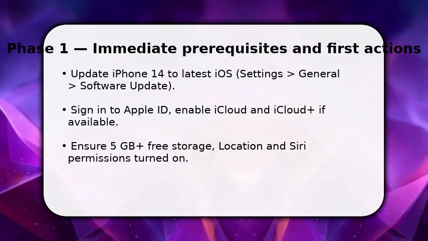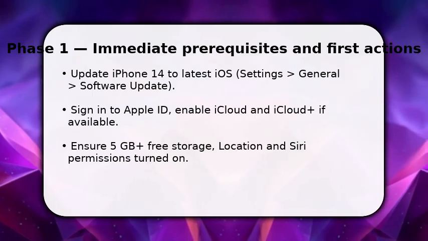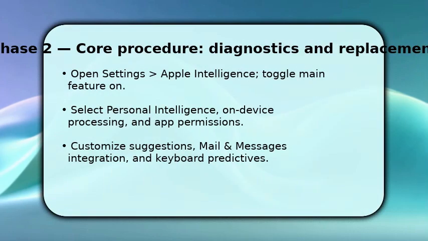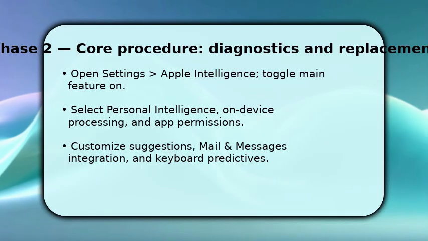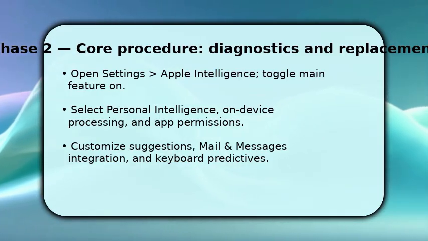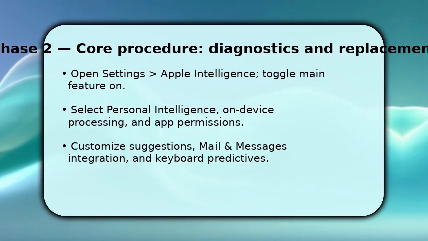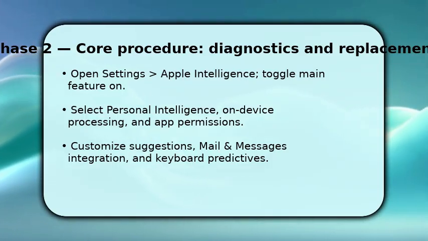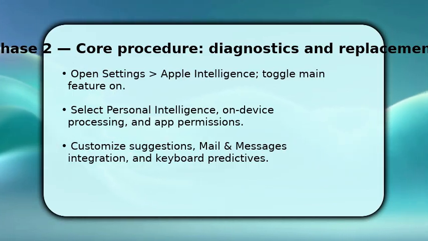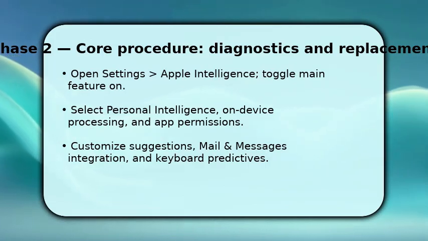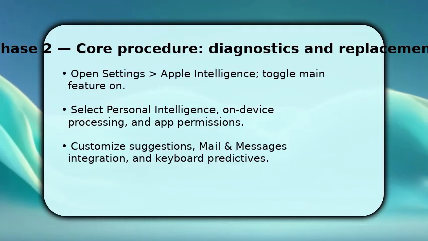You enable Apple Intelligence in Settings, then toggle the main switch to active. This initializes local models. Next, choose Personal Intelligence so the phone tailors suggestions to you, and prefer on-device processing for privacy and speed. This reduces cloud round trips. Grant per-app permissions for mail, messages, photos, and keyboard so intelligence can make contextual suggestions. Finally, tweak suggestion frequency and predictive settings to match your workflow.